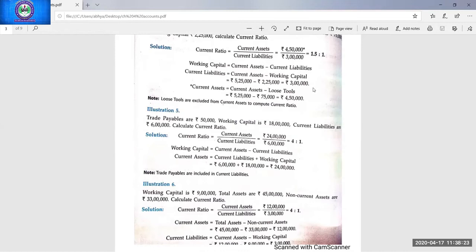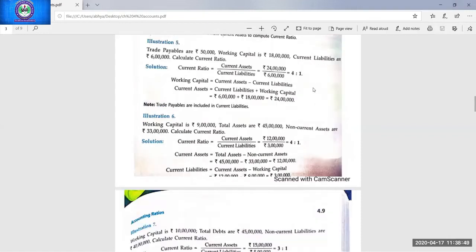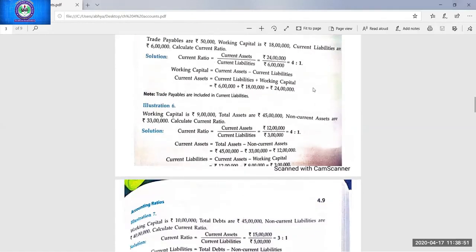So working capital is 9 lakh, total assets 45 lakh. How will you find out current assets? Total assets minus non-current assets will be equal to current assets. That is equal to 12 lakh. Then find out the current liability again, and you will be able to find out the answer.